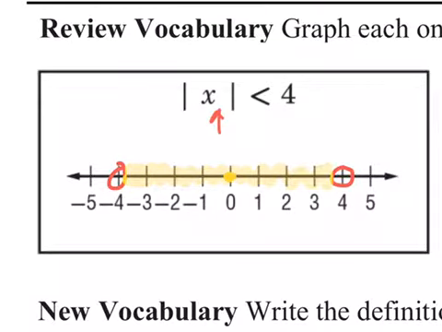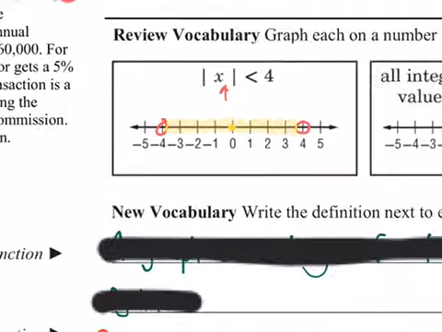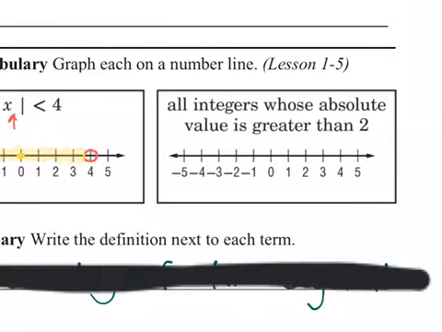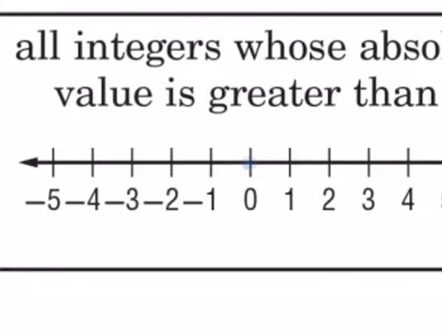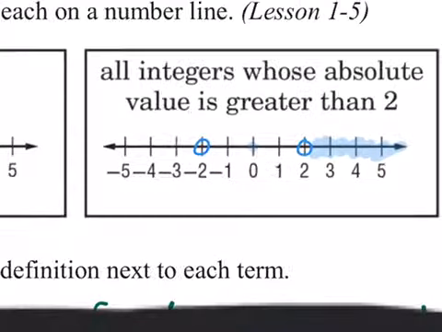If I picked any number in the shaded range, its distance from the center point of 0 would be less than 4. Here's another way that you could see it expressed: all integers whose absolute value is greater than 2. This one's center point is also at 0. If our center point is here at 0, and I'm looking for numbers that are greater than 2, I'd have the 2 and the negative 2. And this time we need our distance to be greater than, so we'd be shading towards the outside.